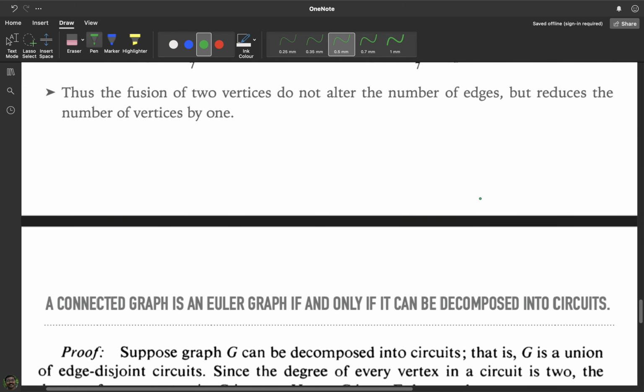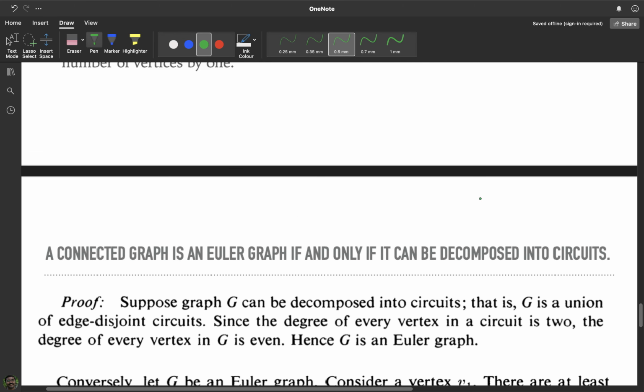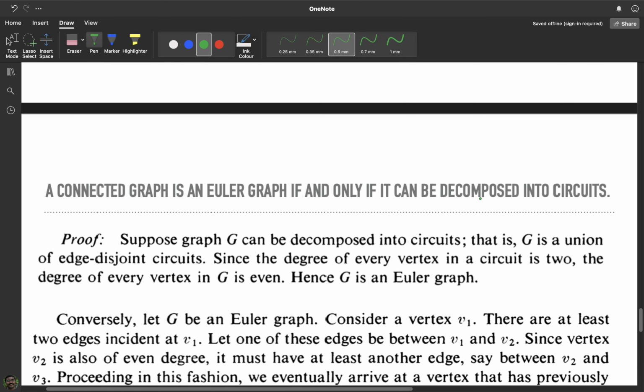Okay. Now coming back to Euler graphs, we will derive a result regarding these operations. So let us read the result now. A connected graph is an Euler graph if and only if it can be decomposed into circuits. Just read the theorem: a connected graph is an Euler graph if and only if it can be decomposed into Euler circuits. So it's a very simple result. I hope you know what an Euler graph is.